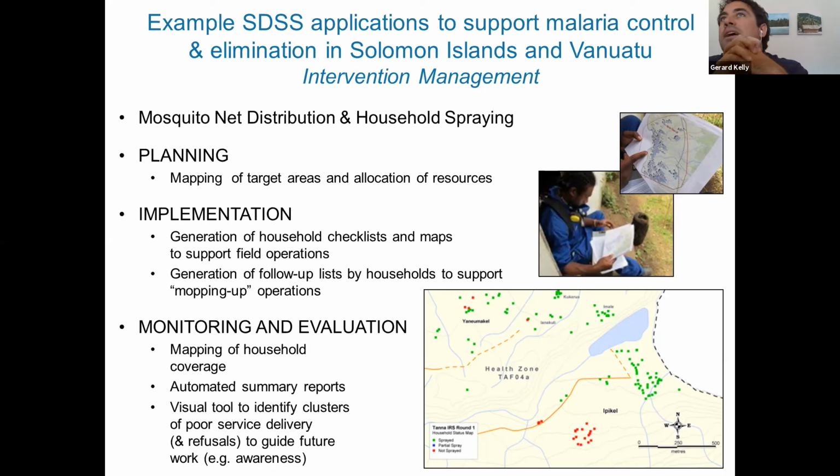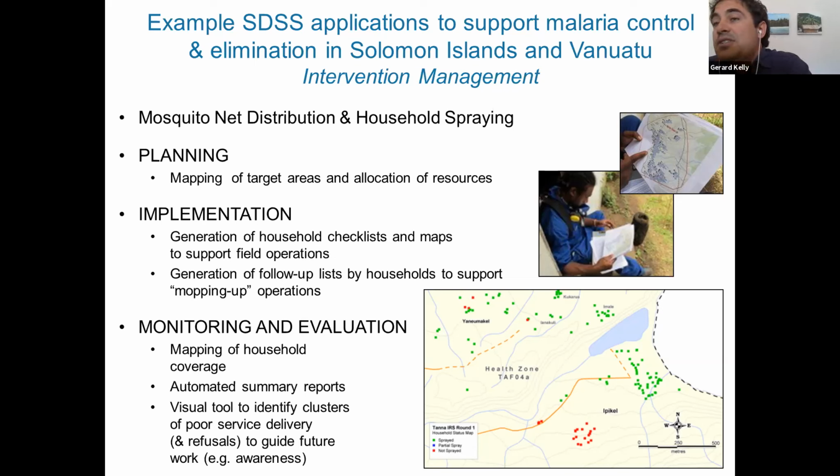We can break them into operation areas. Then we can use that to plan out how much insecticide we might need per operation area and how many mosquito nets we might need. Then we can use that to support the implementation. So we can develop household checklists or village level checklists that we can give to our spray officers or our mosquito net distributors, so that they can literally or digitally check off the areas that they're covering or spraying.